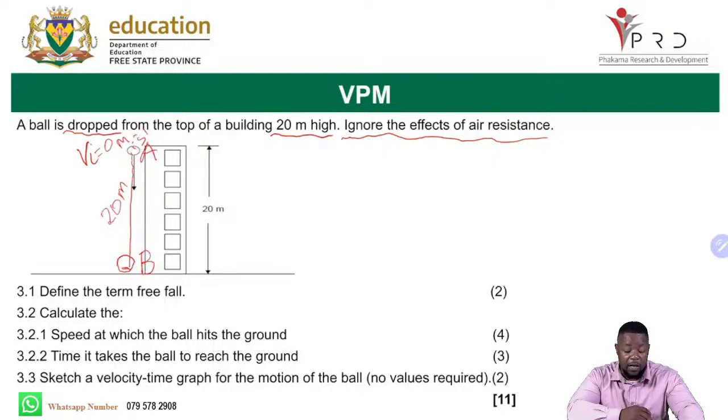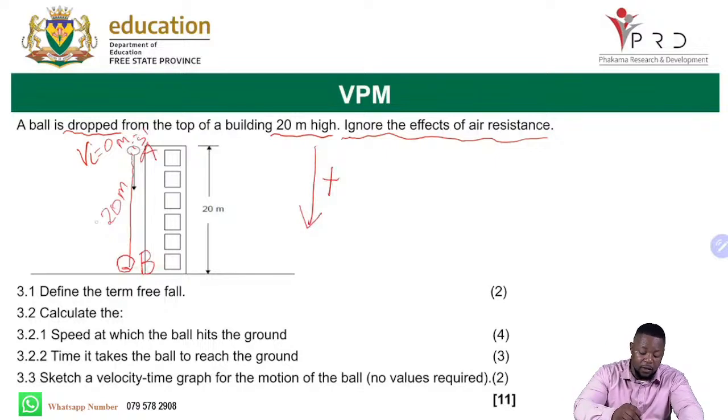And for us to start with our calculation, we need 3 pieces of information. At this moment, we have only the initial velocity and the displacement. Let us choose direction so that we can tell whether our 20 meters should be positive or negative. If we choose downwards as positive, then this 20 meters should be substituted as a positive number.